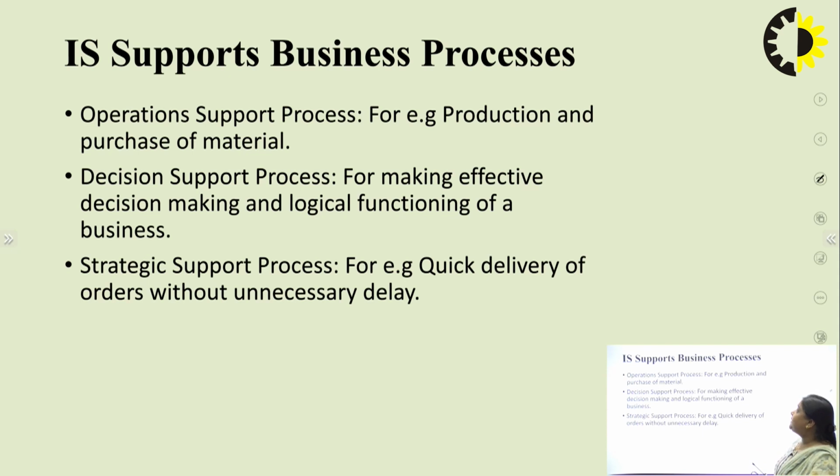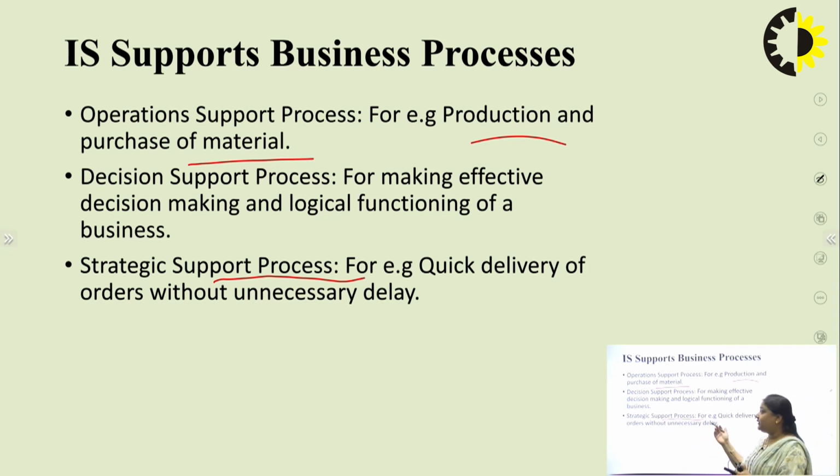Information system supports business processes. Operation support process, for example production and purchase of material, that type of business processes that consist in the information system. Decision support process for making effective decisions and logical functioning of a business. Strategic support process, for example, quick delivery of orders without unnecessary delay. So that comes under the strategic support process.